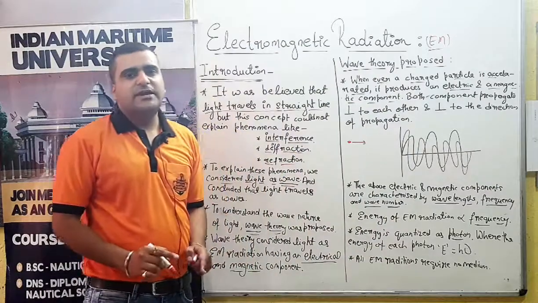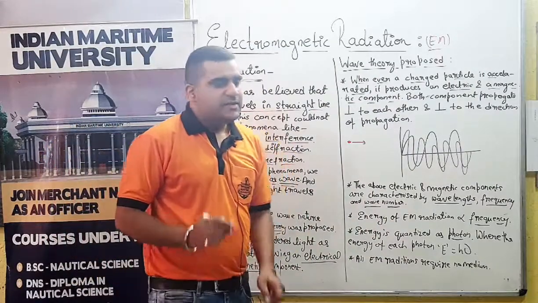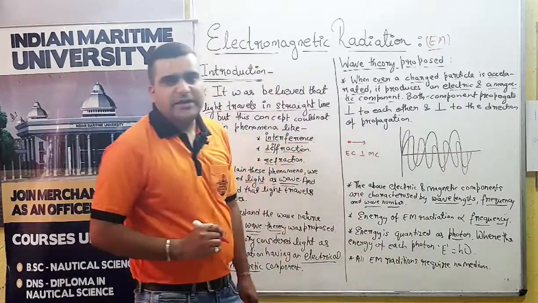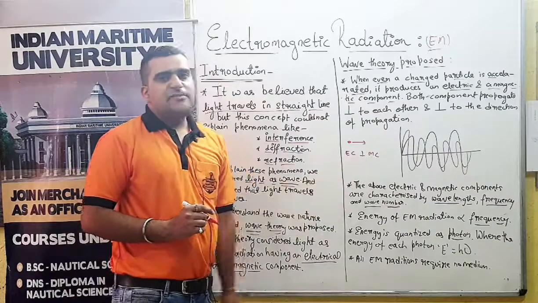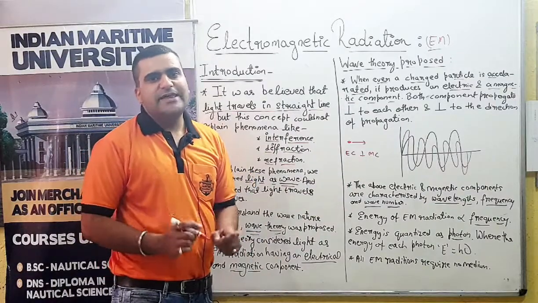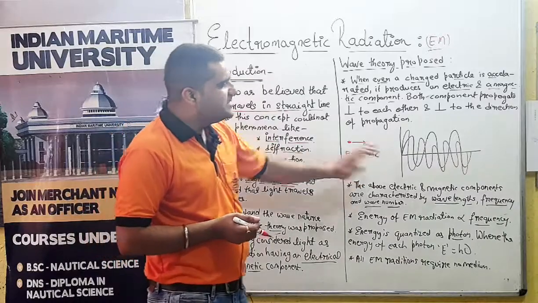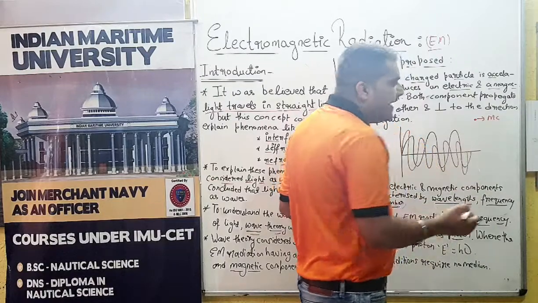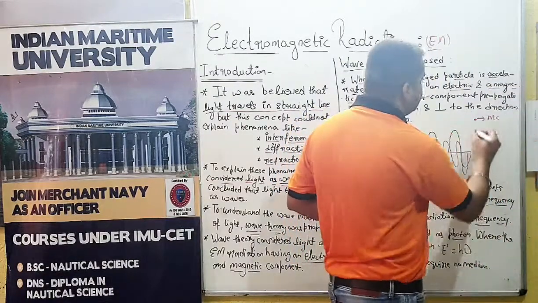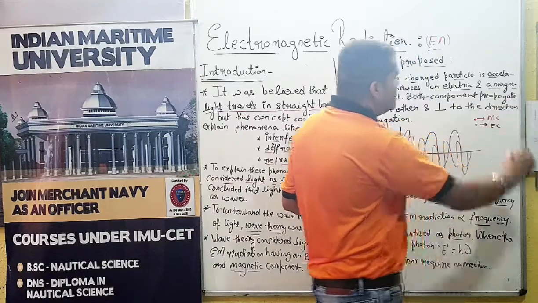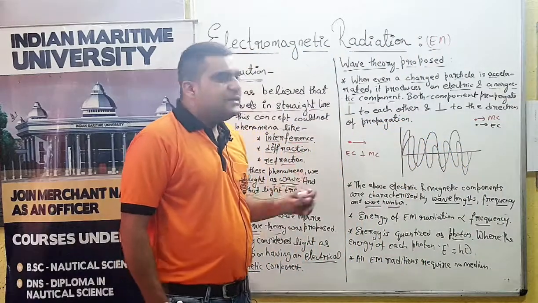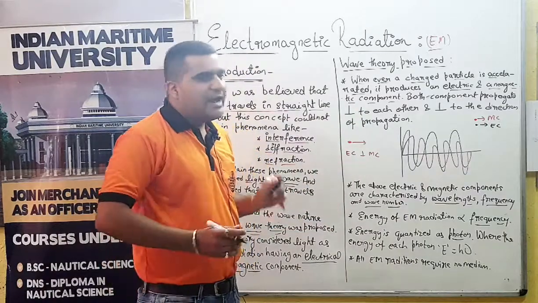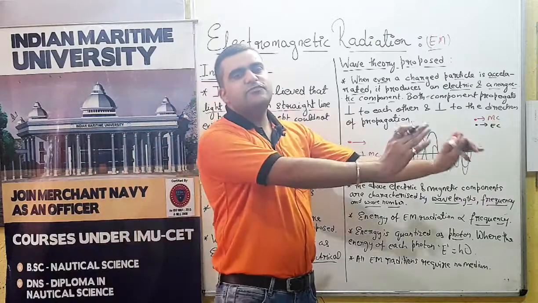Both of these components are perpendicular to each other. That means the electrical component is perpendicular to the magnetic component, and both of these components are also perpendicular to the direction of propagation. Like this, here red represents the magnetic component and black represents the electrical component. So the electrical component is perpendicular to the magnetic component and the magnetic component is perpendicular to the electrical component, and both components are perpendicular to the direction of propagation.